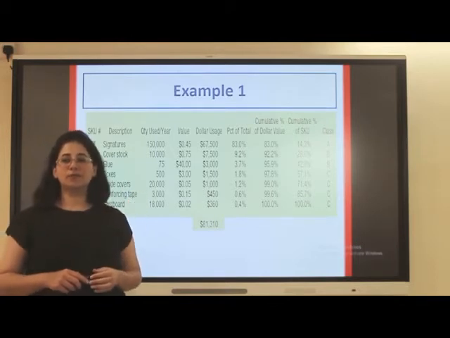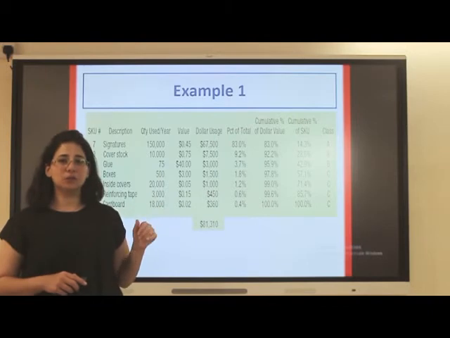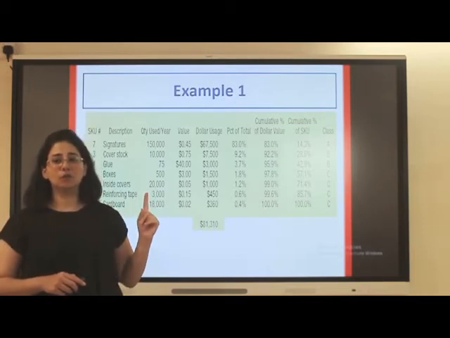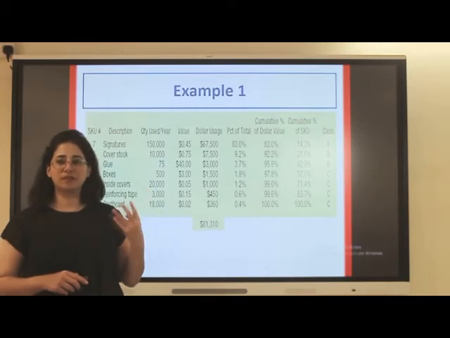As for cumulative SKUs, here we have 7 SKUs. So each one is 1 over 7, which is 14.3%. For the first SKU, 14.3. For the second, 2 over 7. For the third, 3 over 7, and so on.